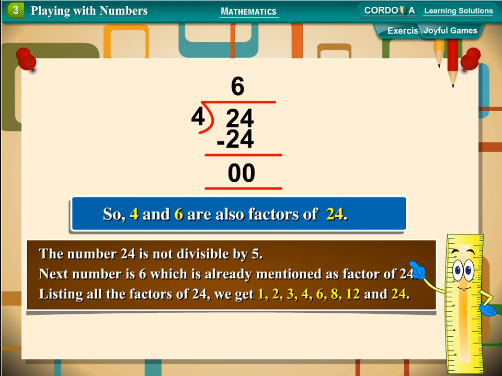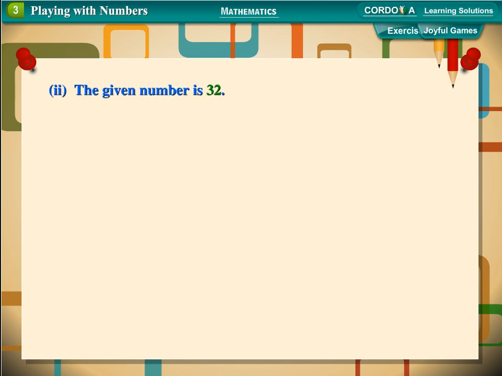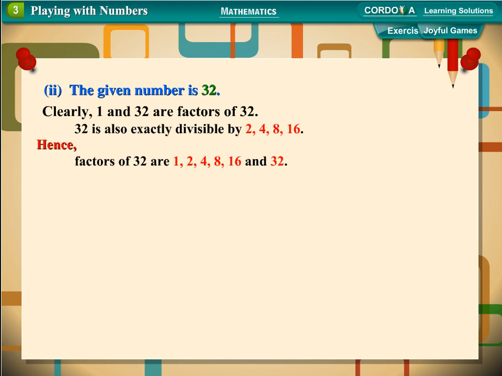The number 24 is not divisible by 5. Next number is 6, which is already mentioned as factor of 24. Listing all the factors of 24, we get 1, 2, 3, 4, 6, 8, 12, and 24. The given number is 32. Clearly, 1 and 32 are factors of 32. 32 is exactly divisible by 2, 4, 8, 16. Hence, factors of 32 are 1, 2, 4, 8, 16, and 32.